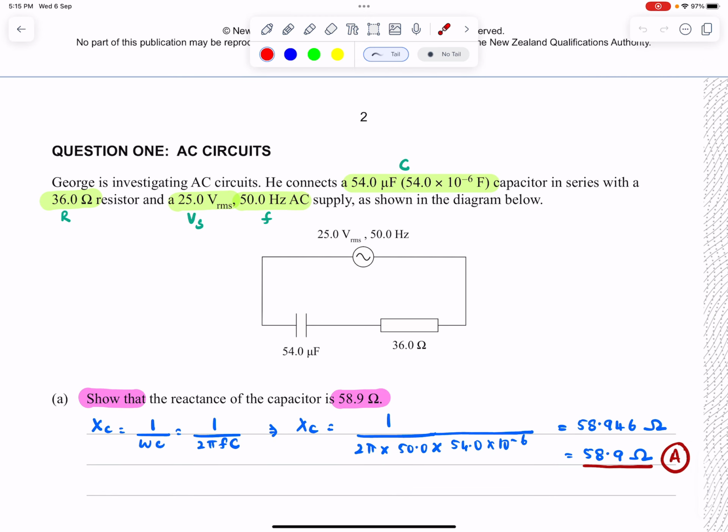So question 1 is an AC question. George is investigating AC circuits. He connects a 54 microfarad capacitor in series with a 36 ohm resistor, a 25 volt RMS 50 hertz AC supply, as shown in the diagram below. If you notice, I have put a letter next to these numbers. So that indicates the capacitance, this is the resistance, that's your supply voltage, and that's the frequency.